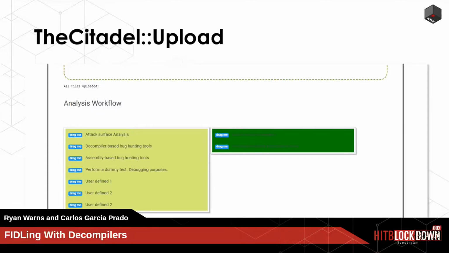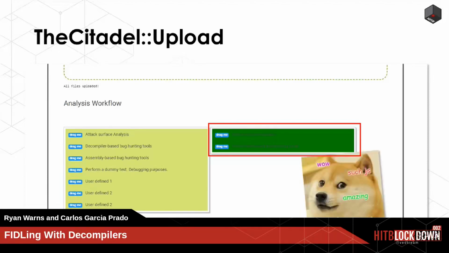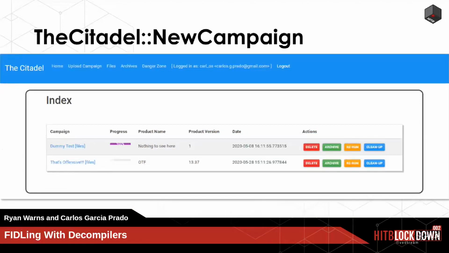Then you have some predefined analyses, or user-defined ones. You drag and drop them to the right. You can reorder them and say, okay, those are the analyses that I want you to run in this specific order. It's all very flashy. And well, then you create your campaign, and then it appears in your campaigns and it's ready to go.